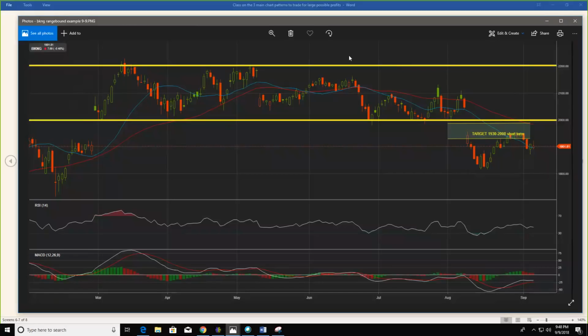So those are the types of targets you're looking for with range-bound, channel-bound type of patterns, breakout momentum type of patterns, and hook patterns.